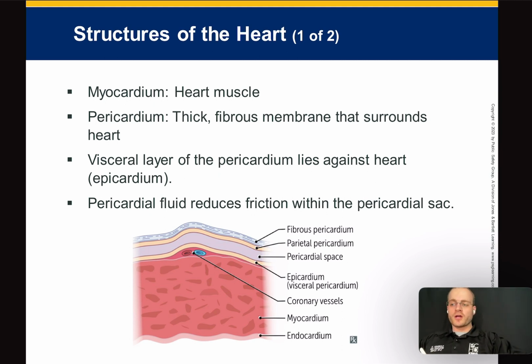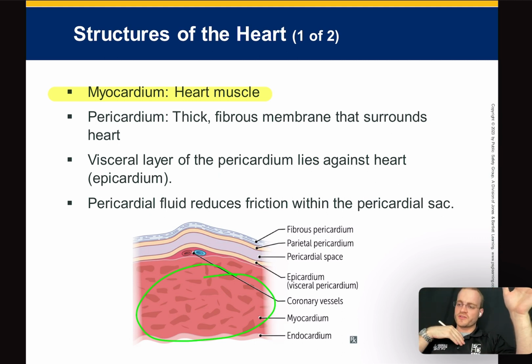You've probably heard of an MI, right? A heart attack is called an MI, a myocardial infarction. What they're talking about is the actual muscle of the heart. This happens to be the middle layer. Down here is the myocardium. It's not smooth muscle. It's not skeletal muscle. It's cardiac muscle, so it's a different type of muscle. It's found in the heart. It's similar to skeletal muscle in that it's striated, but it is not the same. So what you end up with is a thick layer of muscle called the myocardium.